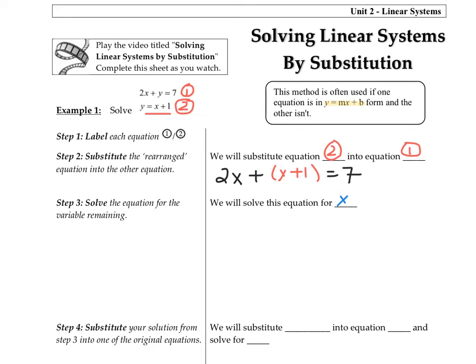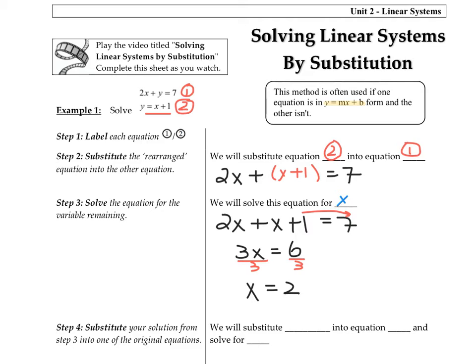So let's go ahead and do that. I'm going to drop my brackets. In this case, because there's only a 1 as the coefficient, I can just drop them nicely. I'm going to simplify 2x plus x to get 3x, and I'm going to bring the 1 over to the other side in the same step to get 7 minus 1, which is 6. And now we can divide both sides by 3 to isolate for x, and we get 2. So I know that the point of intersection has an x-coordinate of 2.